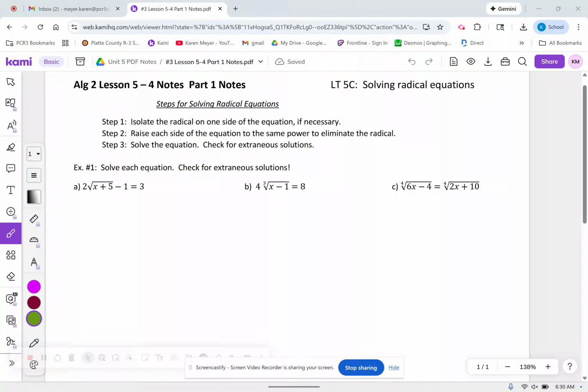Okay, for today's lesson, this is lesson 5.3. So we're just going to call this lesson 5.3. Okay, so for this one, we're going to work on solving equations that have radicals in them. So you'll see square roots, cube roots, fourth roots, etc. in the problems with an equal sign.